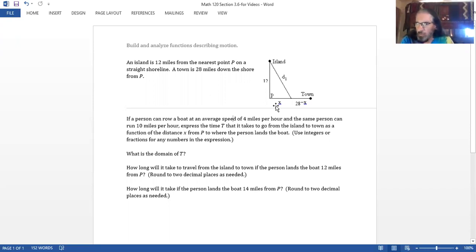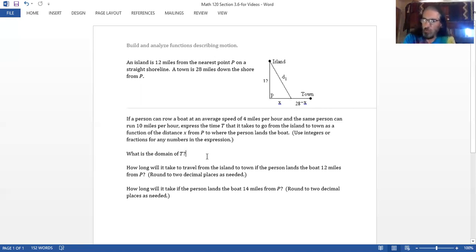Now, if they had not labeled this for us, we could have labeled X as the distance where the person lands from point P. They're not necessarily going to go straight from the island to the shore. They could go anywhere in between. They could try to go straight from the island to town, straight from the island to the shore, or someplace in between.